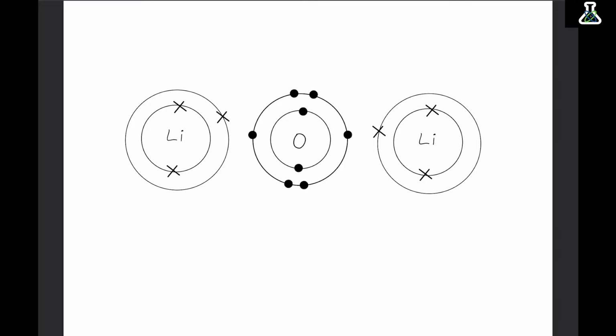Now it's not always as simple as this. Sometimes we have multiple atoms involved. Now oxygen needs 2 electrons to fill up its outside shell because it only has 6.